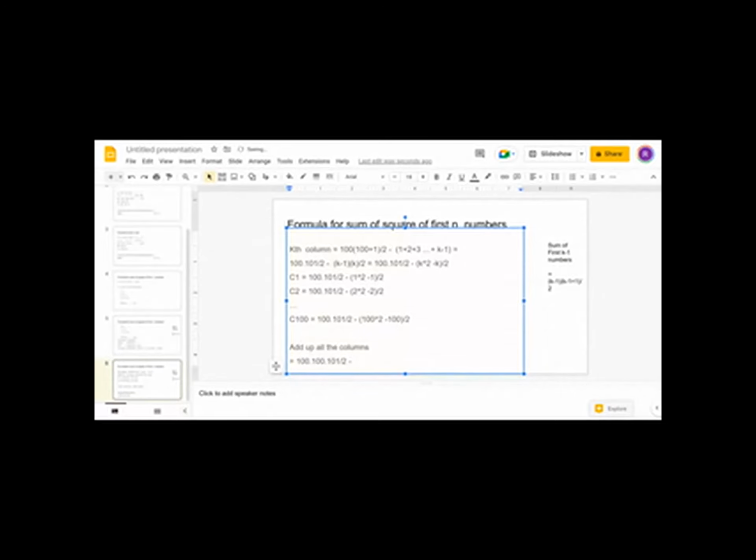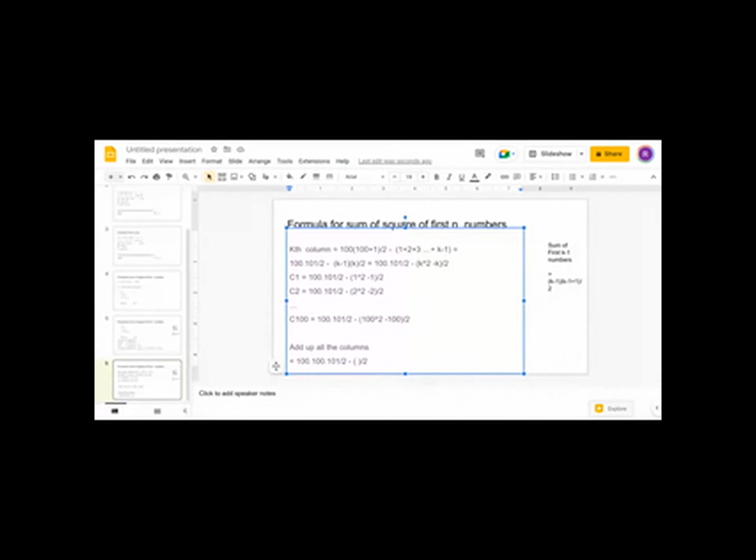And then what will I get out of this? This part minus what? What do I get from that part? Someone wants to try? I get something divided by 2, right? It's 1 square minus 1 divided by 2, 2 square minus 2 divided by 2. So let me add up all those things. I'll get this plus this plus this plus this whole thing divided by 2. What is that inside the bracket? Exactly. It will be 1 square minus 1 plus 2 square minus 2 plus 3 square minus 3 till 100 square minus 100.